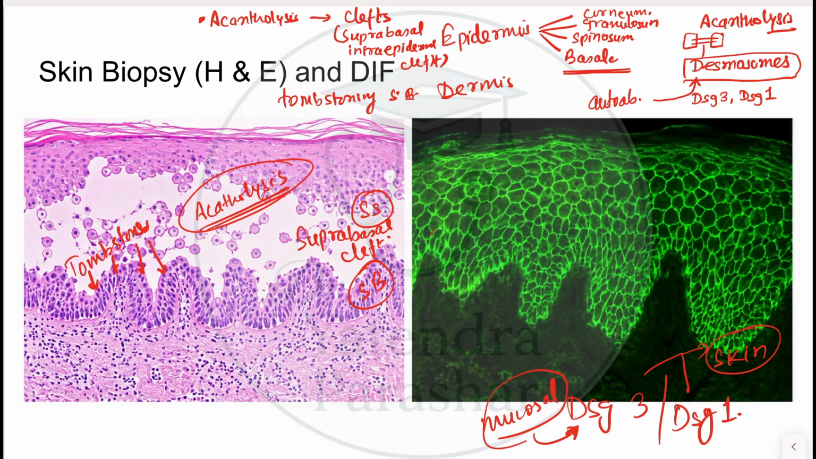Because skin is rich in desmoglein 1 as compared to desmoglein 3, and in skin you will see more desmoglein 1 in the superficial layers of the epidermis, and more desmoglein 3 in the basal layer of the skin.